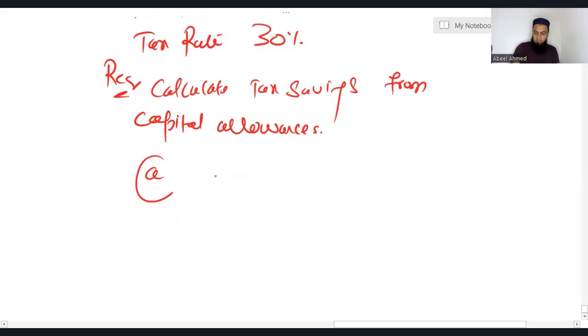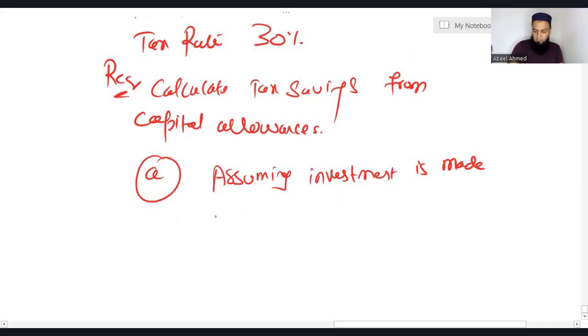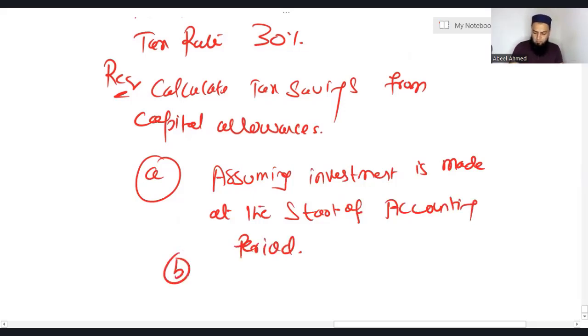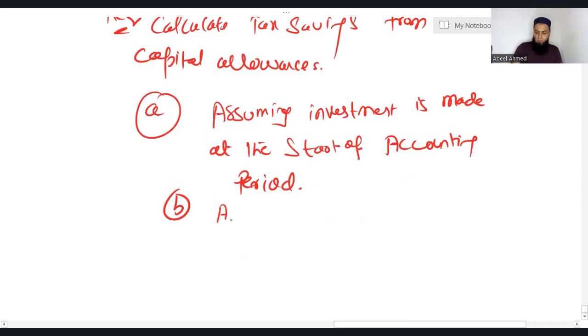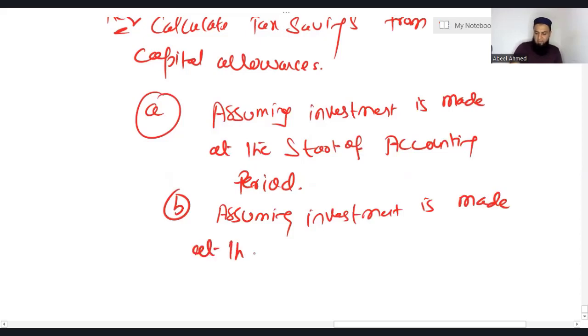In part A, assuming investment is made at the start of accounting period. Part B, assuming investment is made at the end of accounting period.